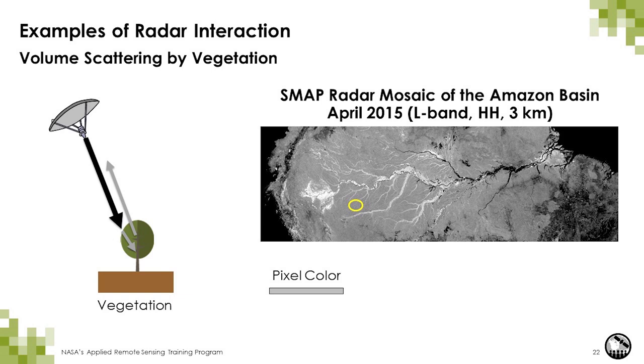And in this example, we have volume scattering delineated by the yellow circle. This is an area where there's forest. The intensity of volume scattering depends on the physical properties of the volume, such as variations in moisture content and structure, as well as the characteristics of the radar: the wavelength, the polarization, and the incidence angle. But in this case, with radar, forested areas tend to have a higher backscatter than non-forested areas or areas with lower vegetation.